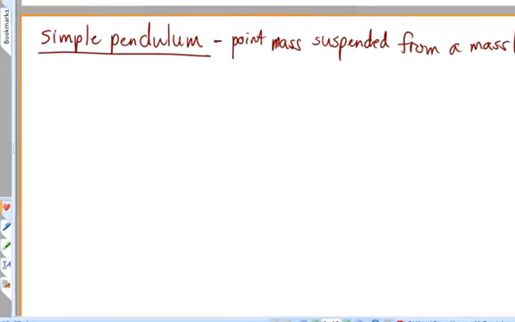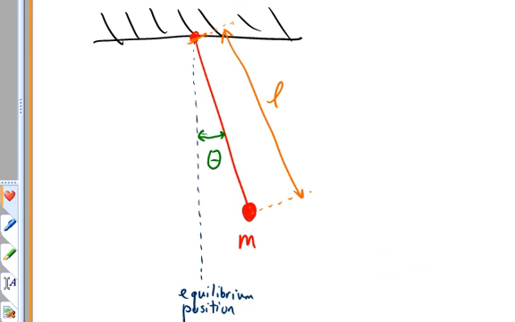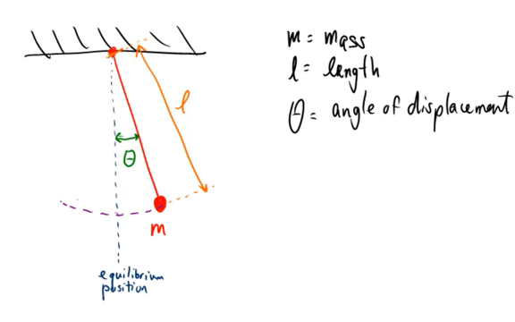Let's sketch what we mean by that. I've sketched here a point mass, M, at the end of a string that has a length L, and this particular pendulum is displaced away from its resting position or equilibrium position by some angle theta. Now there are all sorts of things that I could take a look at here.